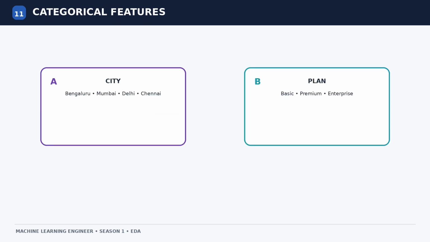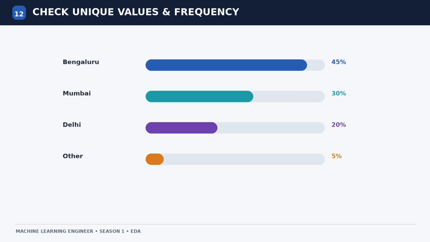Categorical variables represent groups or categories. For example, city, subscription plan, device type, or payment method. During EDA, we want to know how many unique categories exist and how frequently each category appears. This can reveal problems such as extremely rare categories. For categorical variables, we should look at unique values and their frequencies. Suppose 95% of customers belong to just 3 cities, while hundreds of other cities appear only once or twice. That tells us something important about the distribution of our data and may influence how we pre-process the features.